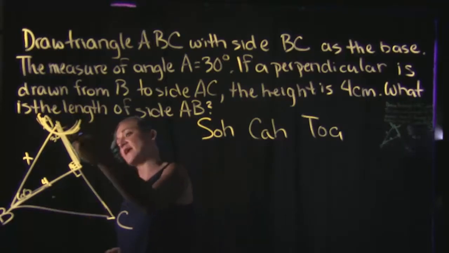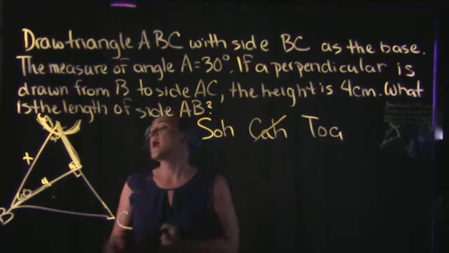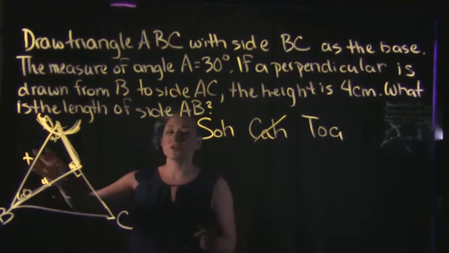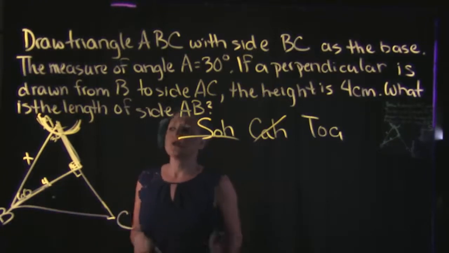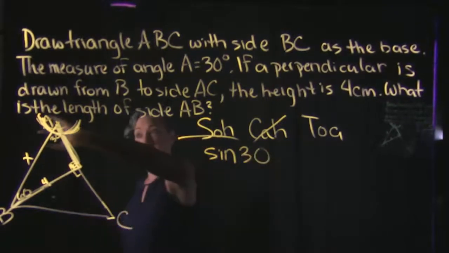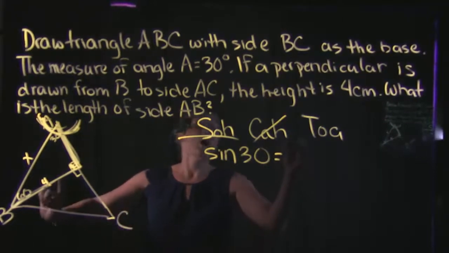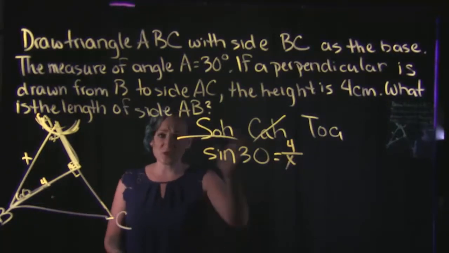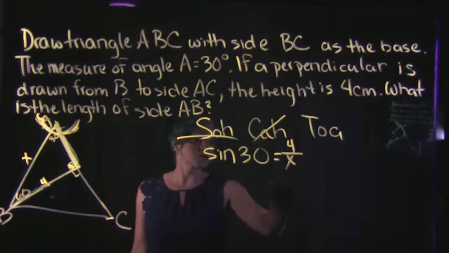So in reference to 30, again, that 4 is the opposite, so we need one of these that has the opposite in it, so it can't be cosine. And then we also need to find the hypotenuse. So which one of these has opposite and hypotenuse? That's going to be our sine. So that means we are finding sine of angle 30, since that is the angle we're using. And sine is equal to opposite over hypotenuse. Opposite is 4, hypotenuse is x, which is what we're solving for. This is the equation that is going to give us that missing side. So we need to solve for x.